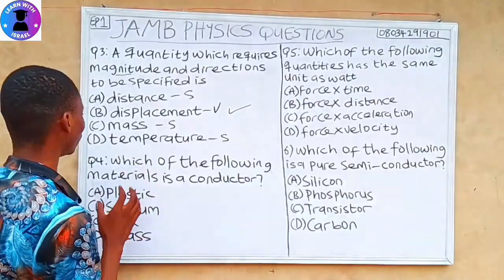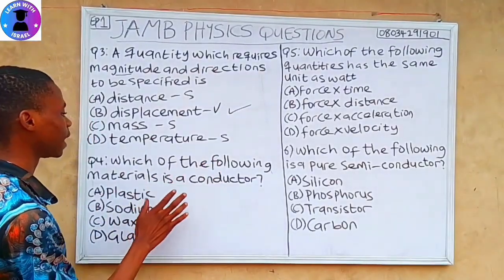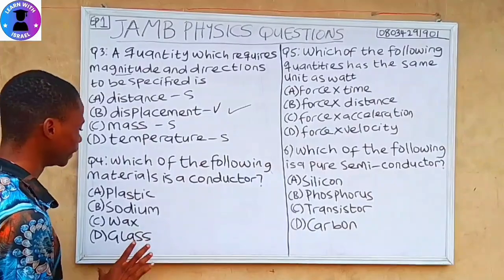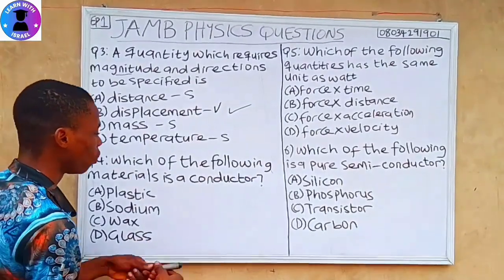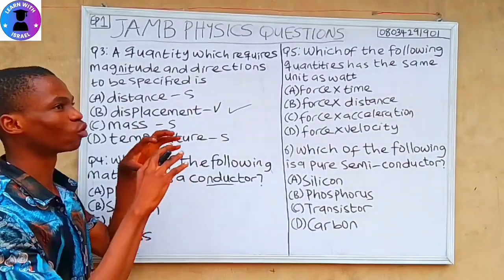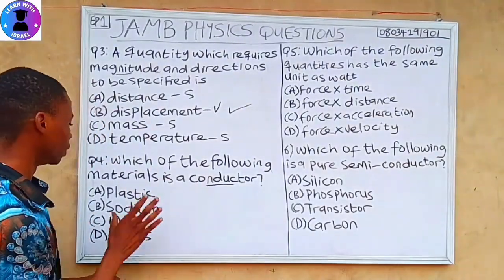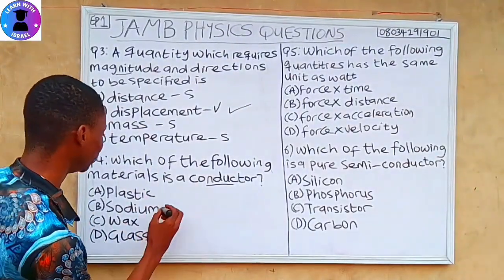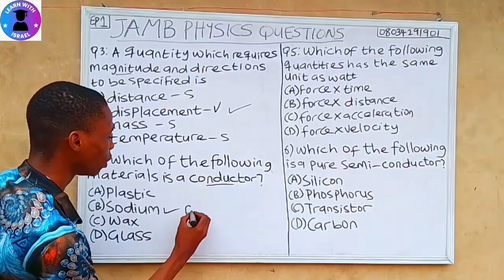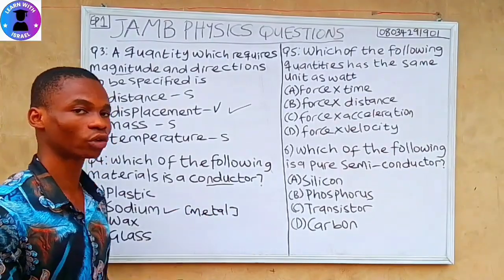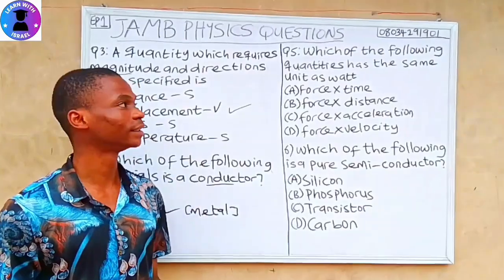Question 4. Which of the following materials is a conductor? A. Plastic, B. Sodium, C. Wax, D. Glass. So what's a conductor? Something able to conduct heat and electricity. If we check the options, the only one that can conduct heat and electricity is sodium, because sodium is a metal, and metal is a good conductor of heat and electricity.